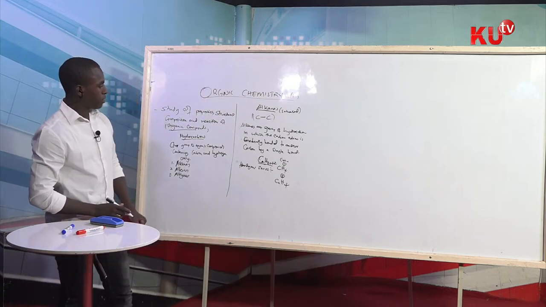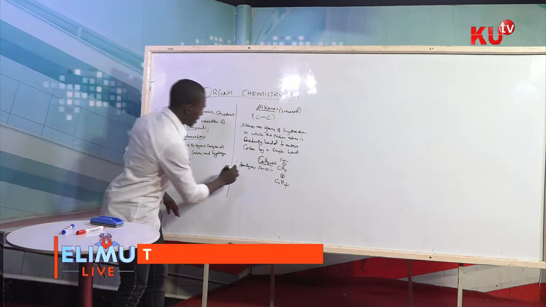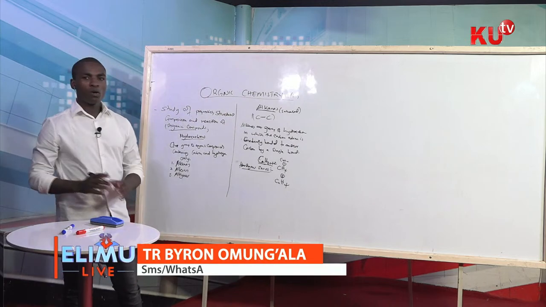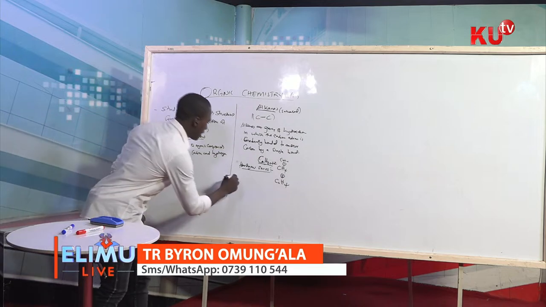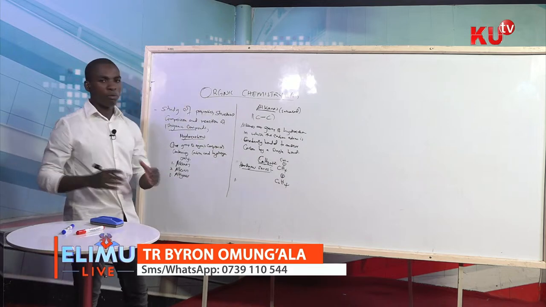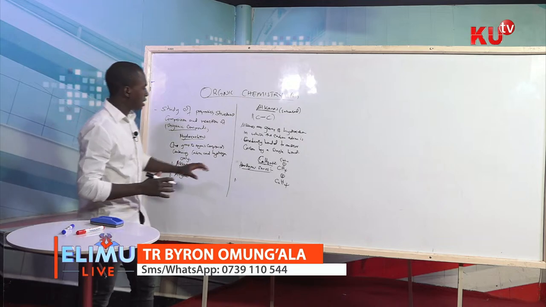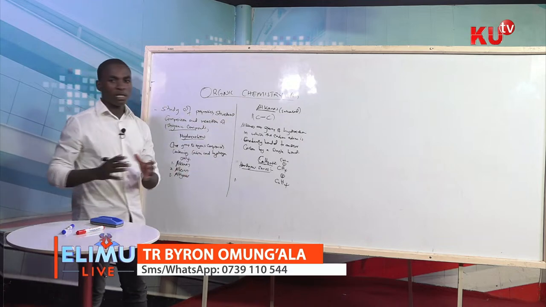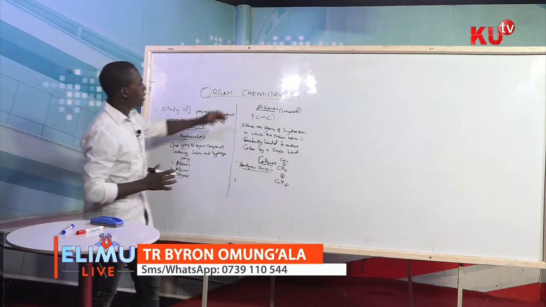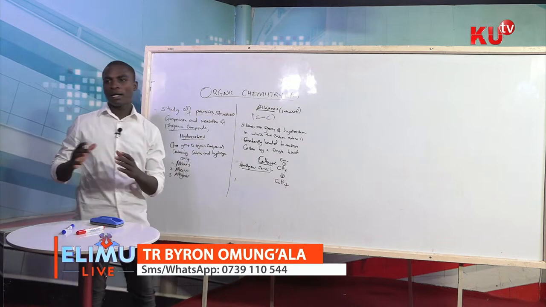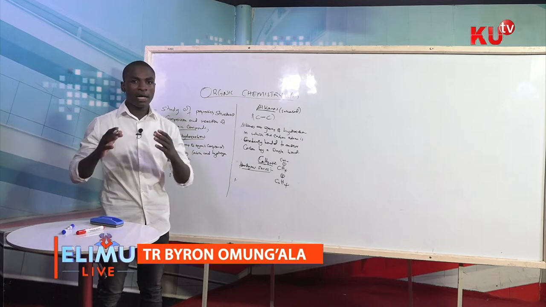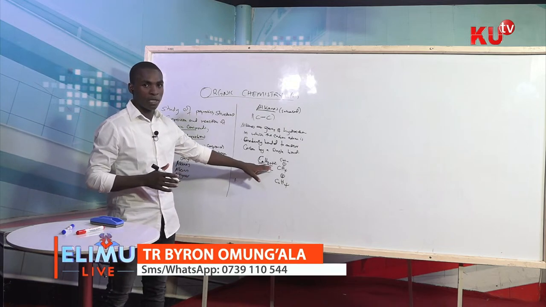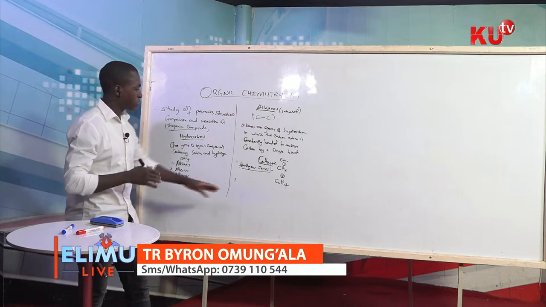let's proceed. So let's talk about the characteristics of this homologous series. The characteristic number one: we said a homologous series is simply a group of compounds that contain the same structural formula. So alkanes lie under the same homologous series because all those compounds that lie under alkanes have this general formula, which we call the same structural formula.